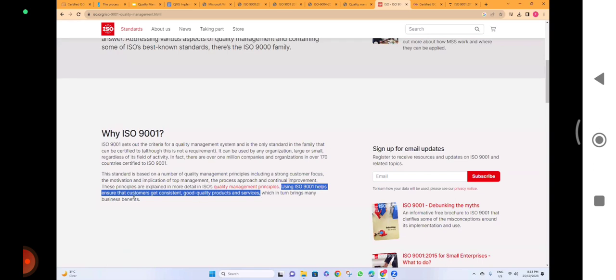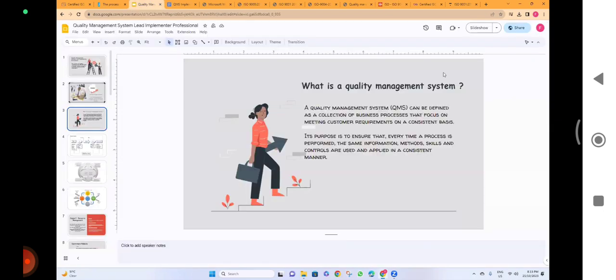Okay, so you know that ISO 9001 ensures that customers get consistent and good quality products and services. How you can do this, that is what I'm going to show you today. So we are going to start off now by defining a quality management system.